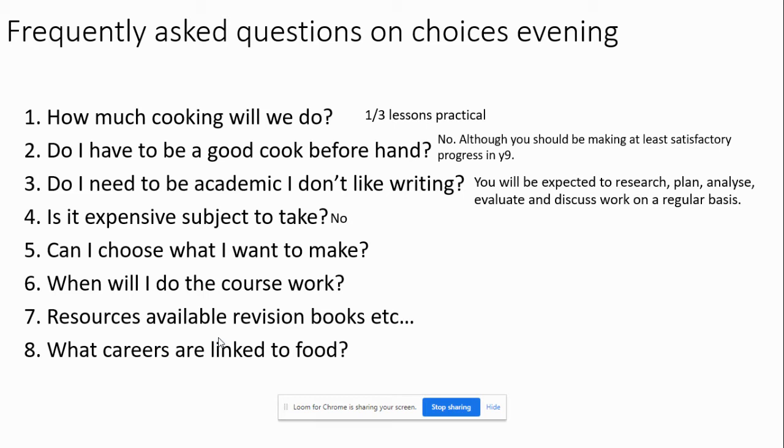Can I choose what I want to make? Yes and no. Yes, there are opportunities to express yourself creatively throughout the year. You can choose recipes and adapt them for your own liking. But in general, I will give you a recipe based on what we are learning, and that is what we stick to. But the bottom line is you do get to make what you want every so often.